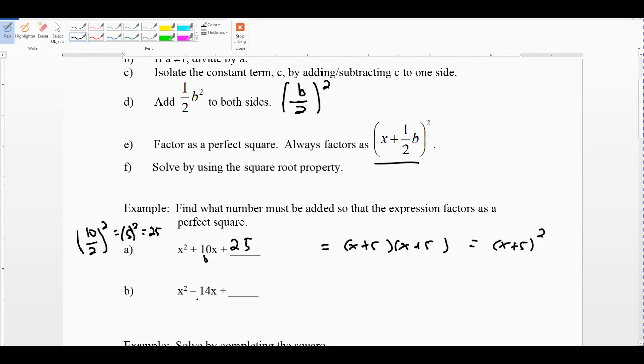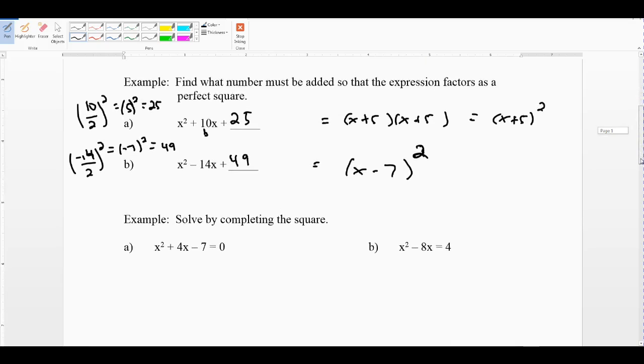Let's do this next one. Take the b, which is negative 14. Divide that by 2, and we're going to square that. Well, negative 14 divided by 2 is negative 7 squared equals positive 49, because the negative times the negative is a positive. So it's 49. Well, how's it going to factor? That's a square. So it's going to be x, and then it's 1/2 b. So what's 1/2 b? Well, half of negative 14 was negative 7. That's how it factors every single time.